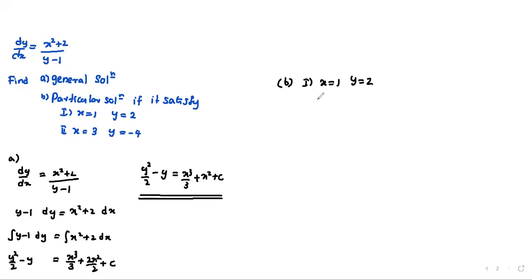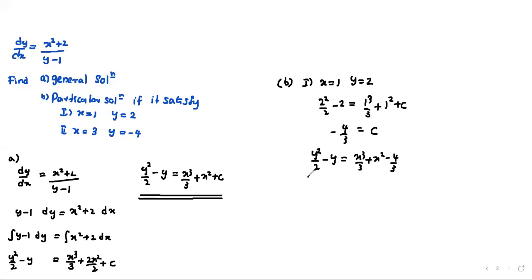Therefore you can say y squared over 2 minus 2 equals 1 cubed over 3 plus 1 squared plus c. So with that, c turns out to be: 2 squared is 4, 4 minus 2, it gets cancelled here, it's 4 over 3 minus 4 over 3. So this particular solution turns out to be y squared over 2 minus y equals x cubed over 3 plus x squared minus 4 over 3. That's the answer for that particular situation, right?